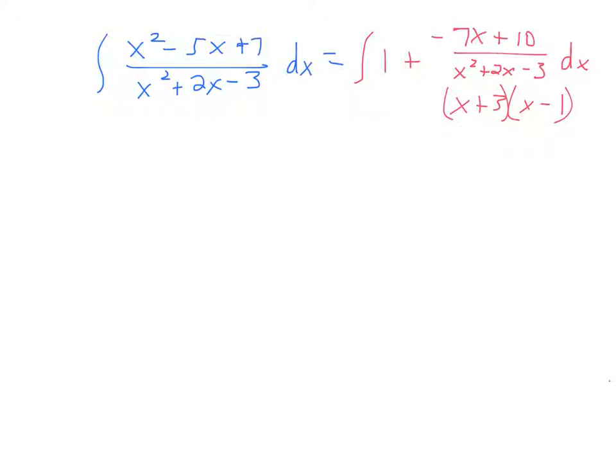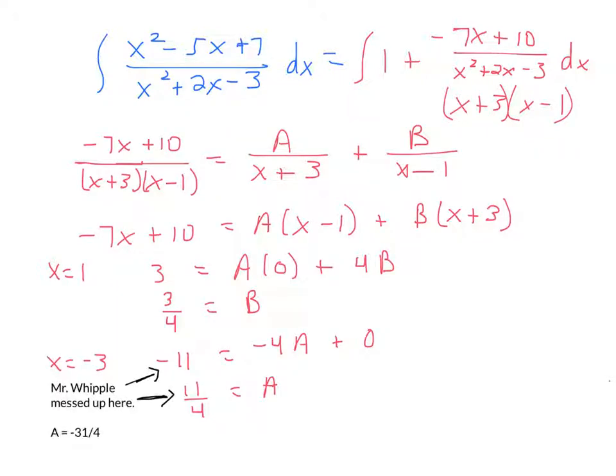Check and see if your work looks like this. Okay, so if we set up our fractions here, then we can multiply both sides by the x plus 3 and the x minus 1 to cancel them out, and we're left with negative 7x plus 10. And we do that on this side, and the x plus 3 will cancel, leaving you with x minus 1 times a, and then the x minus 1 cancels in this term, and you'll have b times x plus 3.